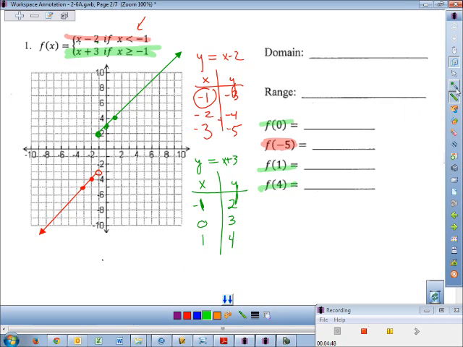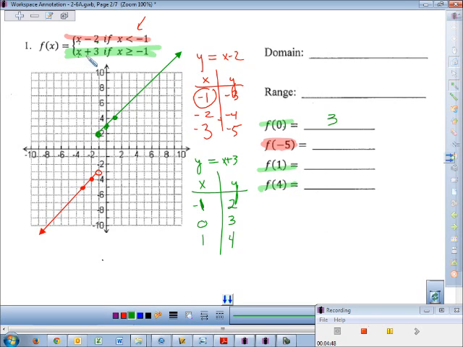Cool? Now I'm going to substitute them in. I know this one's going into the green equation. If I put 0 in for x, what's f of 0 going to turn out to be? 3. You're just putting 0 in for x, and 0 plus 3 is 3. With me on that? I'm going to jump down. I'm going to do all my greens at one time.